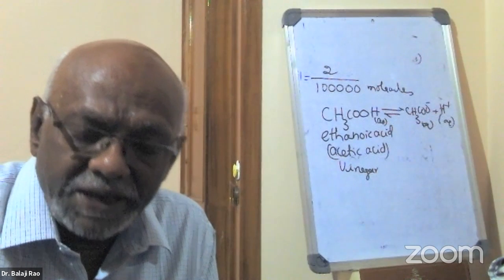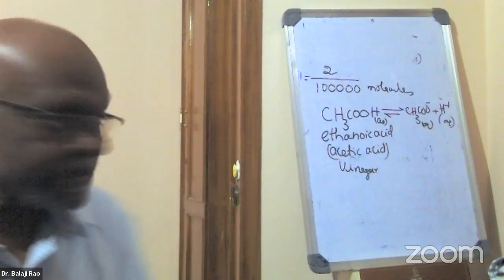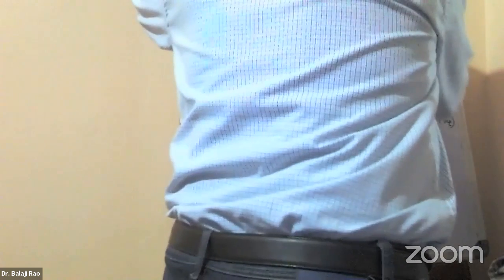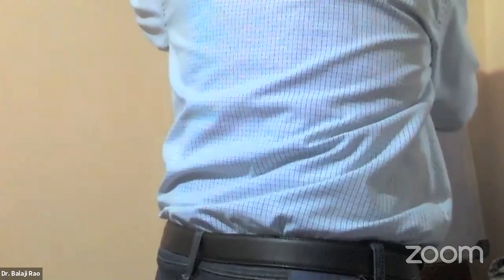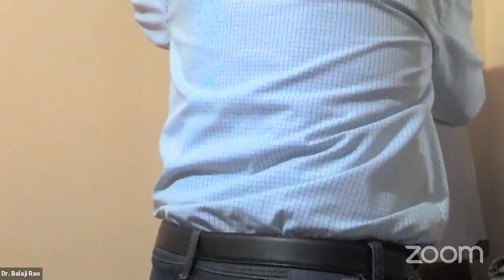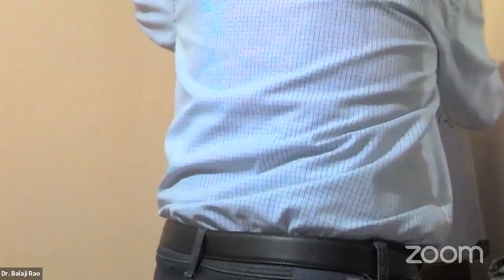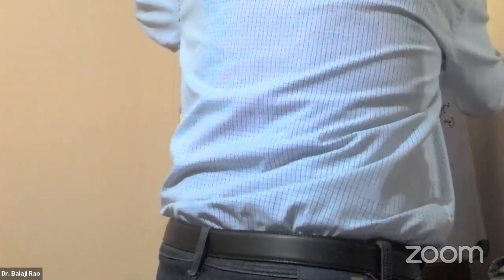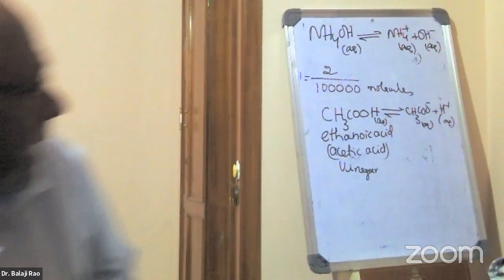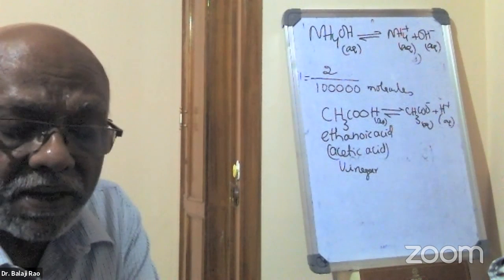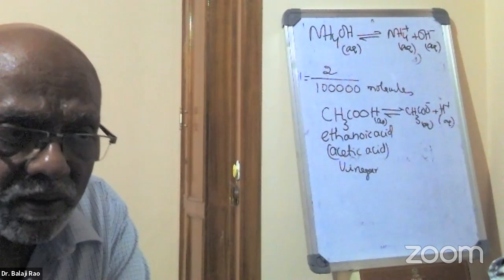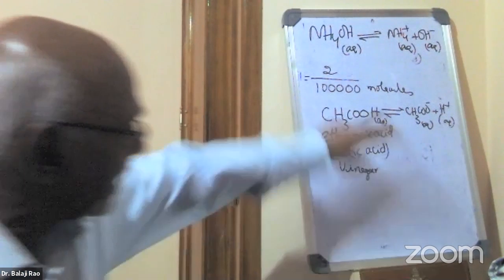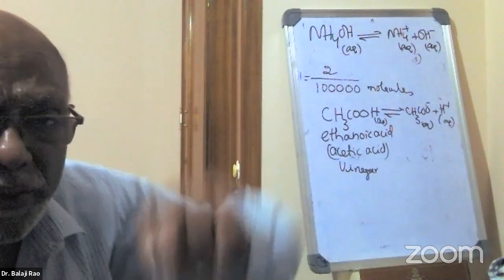Similarly, a weak base ionizes partially. For example, I could take the example of NH4OH, ammonium hydroxide. This will give me ammonium ions and hydroxyl ions. Again, the number of hydroxyl ions produced by ammonium hydroxide is not complete. That is why I have written two half arrows.